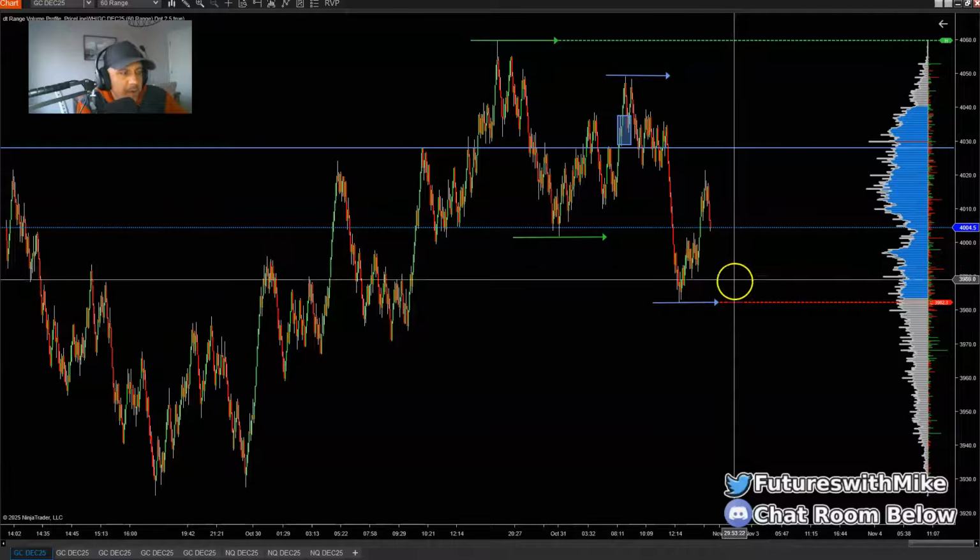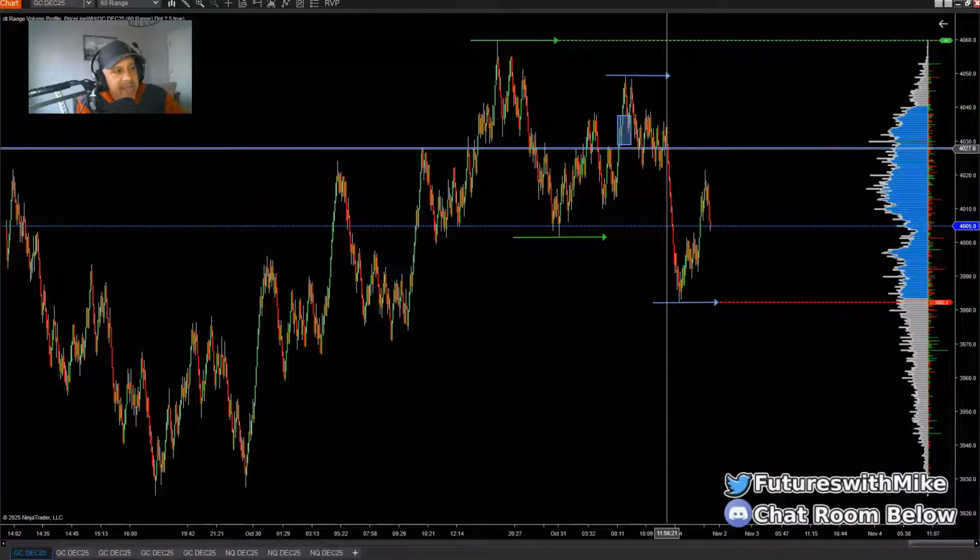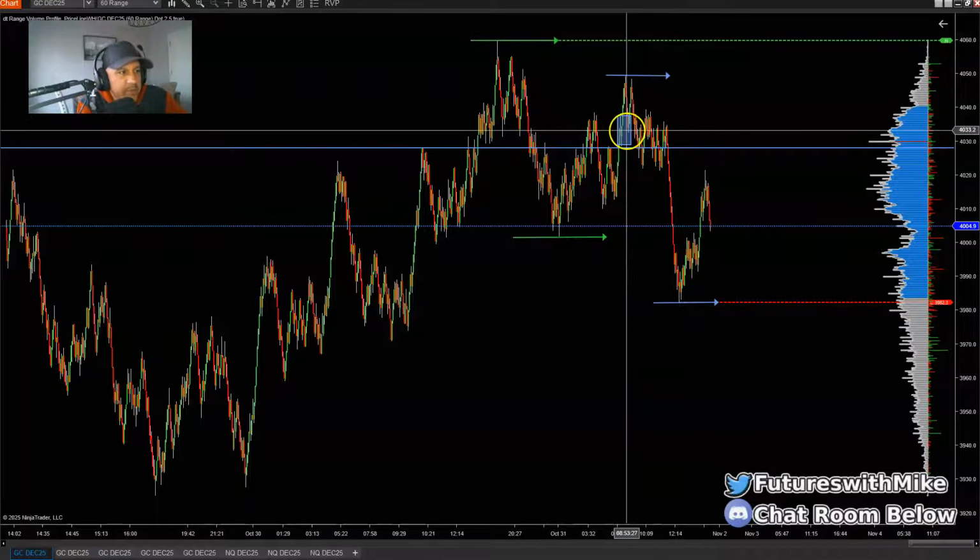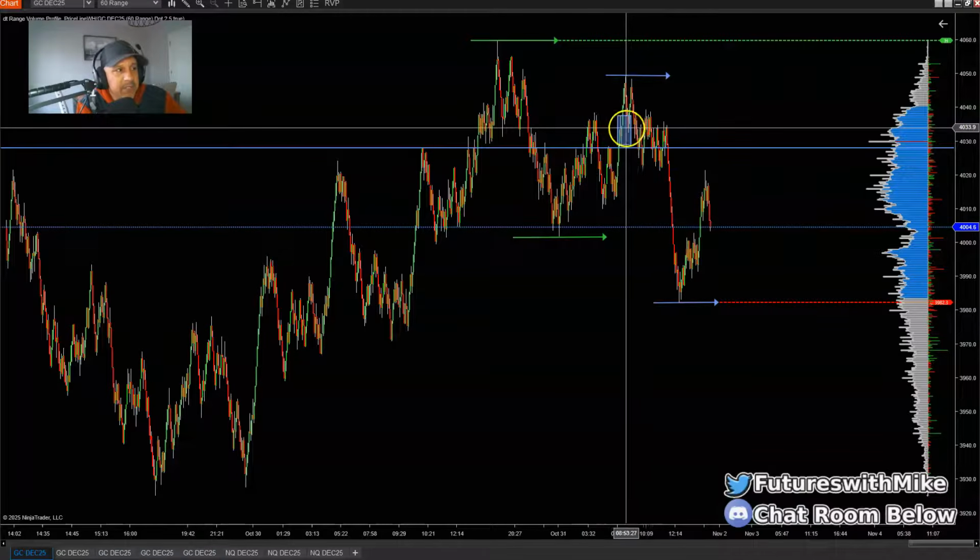Short, guys, not long, all right? Short, because this is a supply. If we were going long, it'd be like right here. This would be demand. That was a valid demand zone setup right there shortly after the market opened up on gold at 9 o'clock this morning.